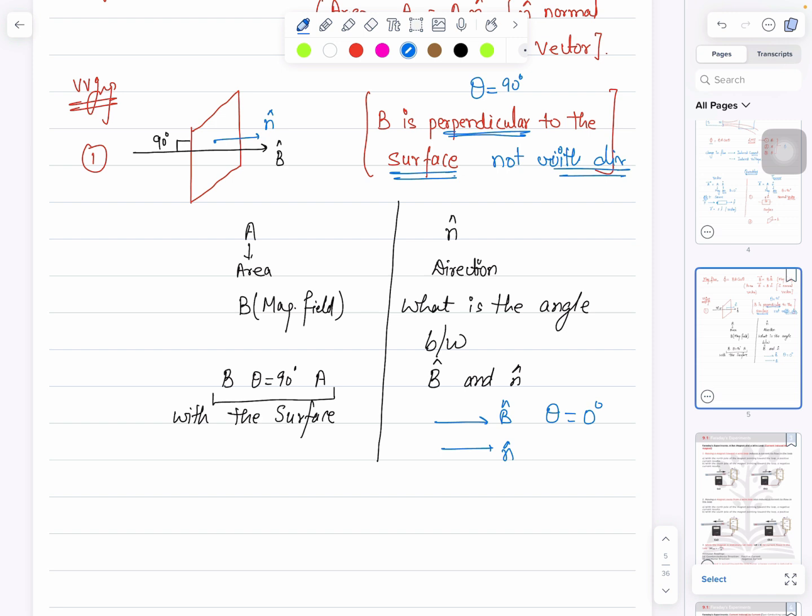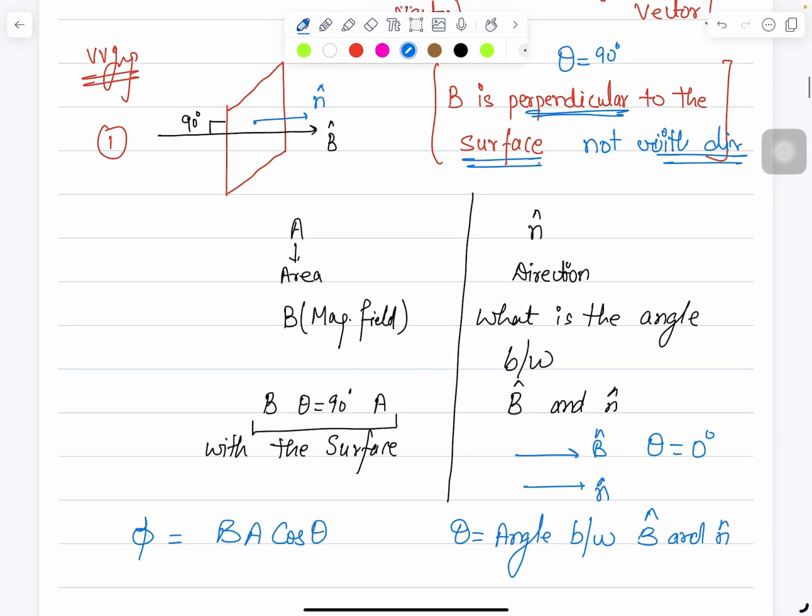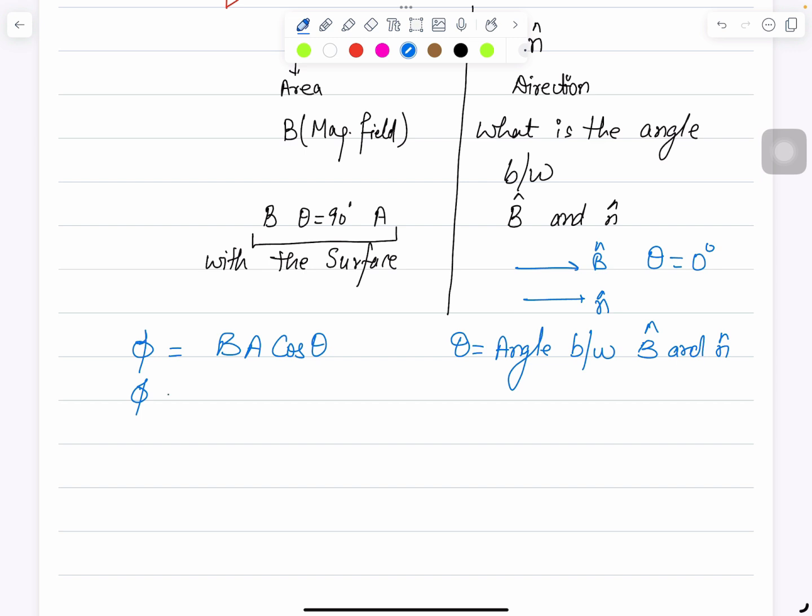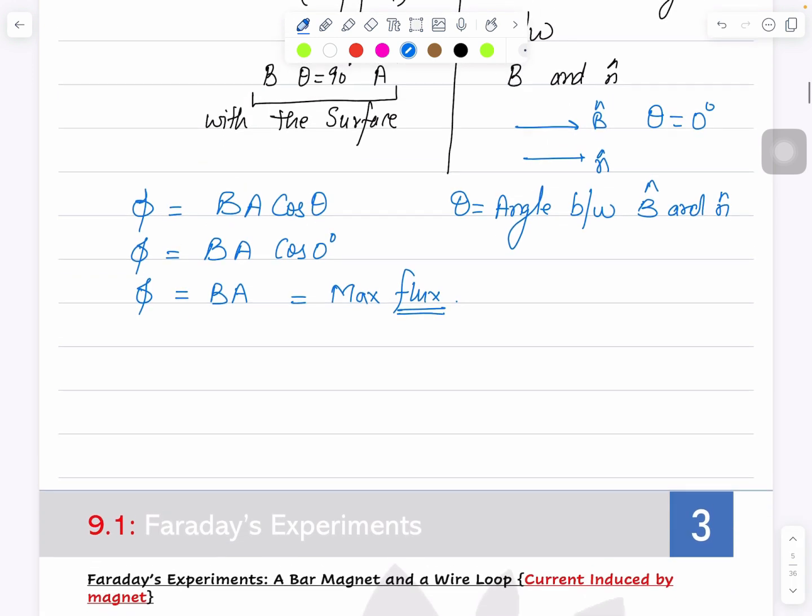Fine guys, clear. So if you solve the flux, what is the flux? B A cos of theta, and theta is the angle between B cap and N cap. Is it clear? B cap and N cap. So I can solve flux is equal to BA cos of 0 degree, which is equal to BA. So it is called maximum flux. Fine. Clear. Okay, now case number 2.